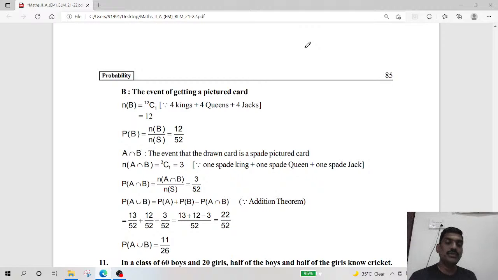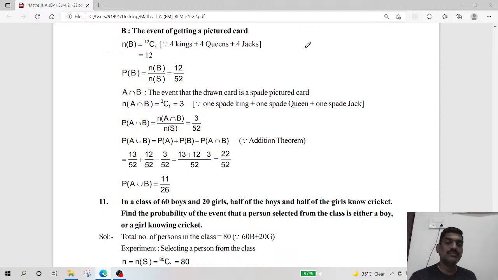So P of A is 13 by 52, P of B, picture card, 12 by 52, A intersection B is 3 by 52. Simplify that.